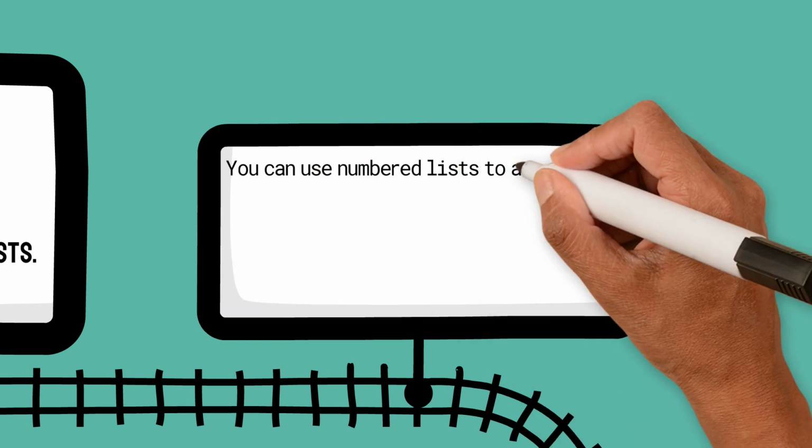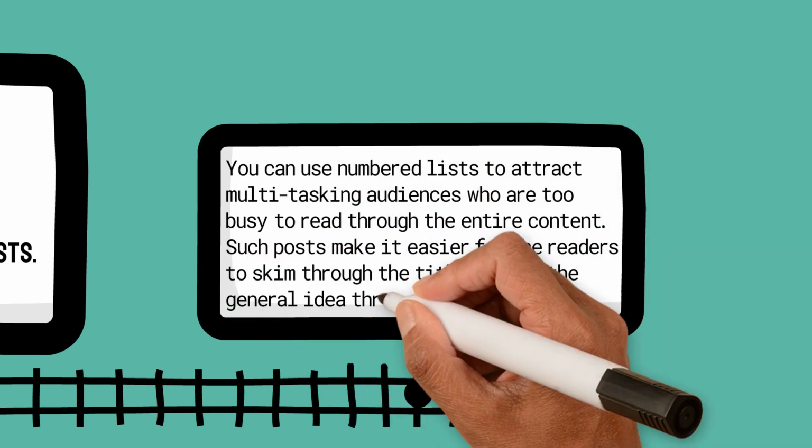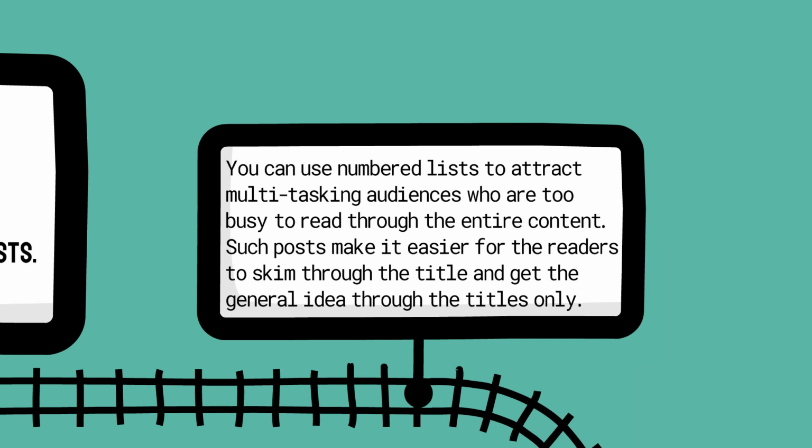You can use numbered lists to attract multitasking audiences who are too busy to read through the entire content. Such posts make it easier for the readers to skim through the title and get the general idea through the titles only.